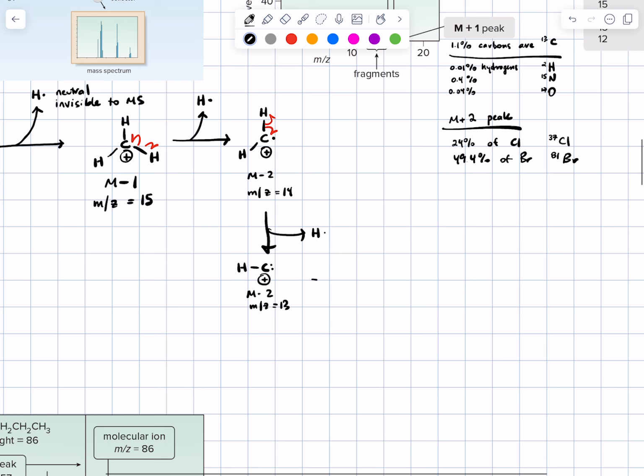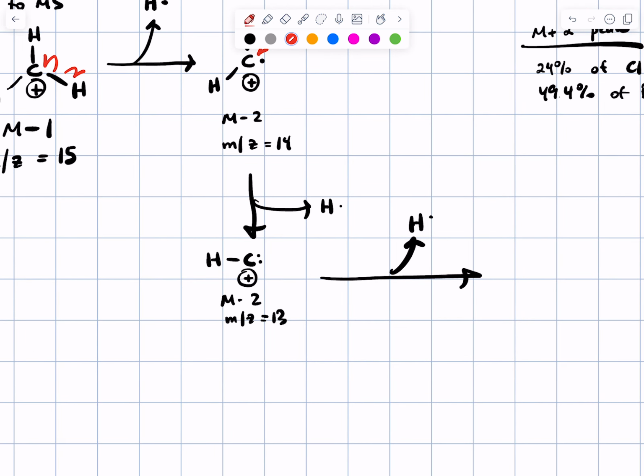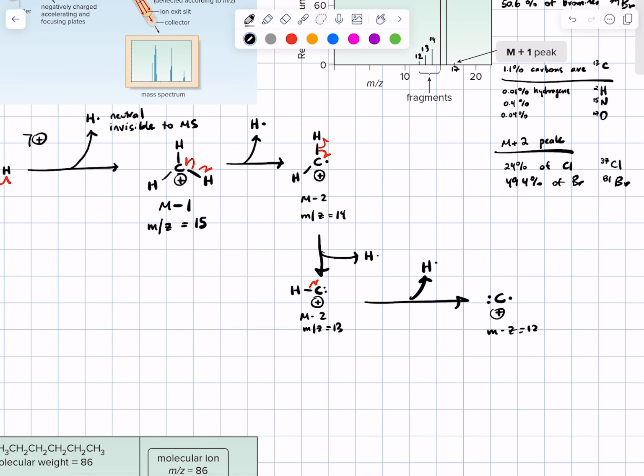And then, of course, we could lose another hydrogen to get to this weird positively charged carbon with 3 electrons, m over z of 12. All of that's happening in the gas phase. Were you supposed to be worrying about this all the time in solution? No, because in solution you were not shooting electrons at things in a vacuum.